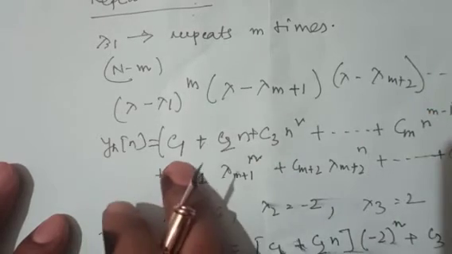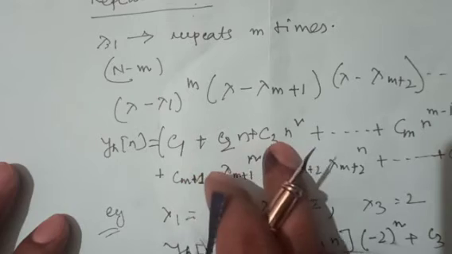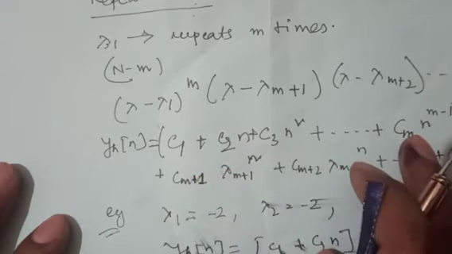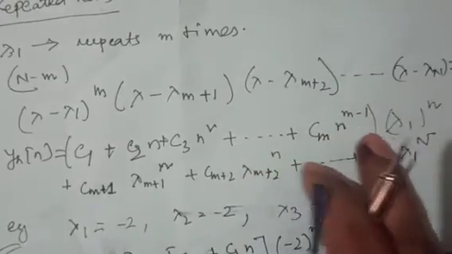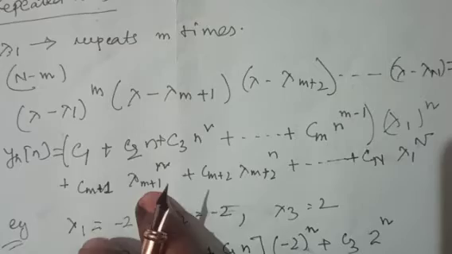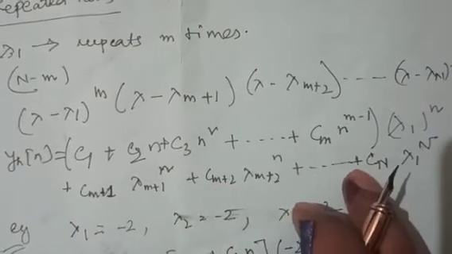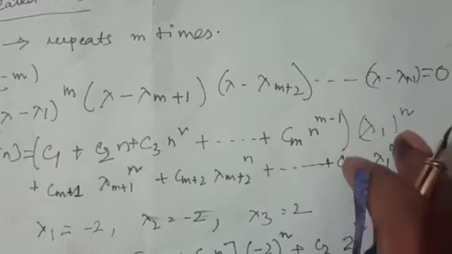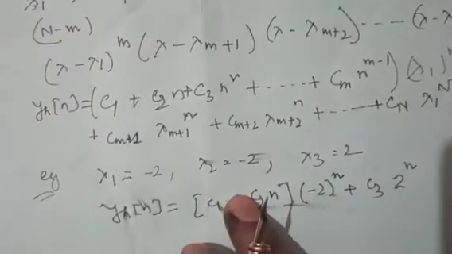So finally the solution will be c1 plus c2 n plus c3 n square, so forth up till cm n to the power m minus 1, whole into lambda 1 to the power n, and for the remaining roots cm plus 1 lambda m plus 1 to the power n, cm plus 2 lambda m plus 2 to the power n, so forth cn lambda n to the power n. So this is shown with an example.